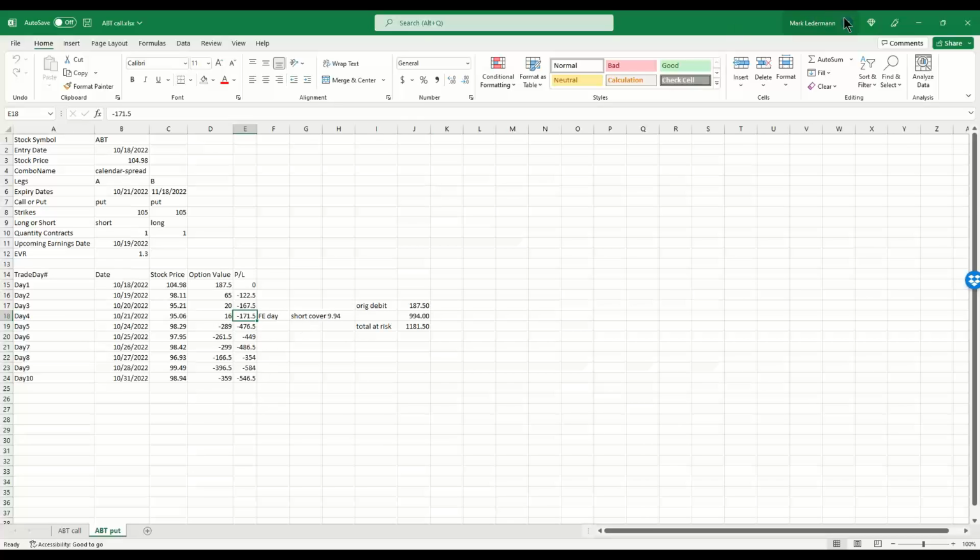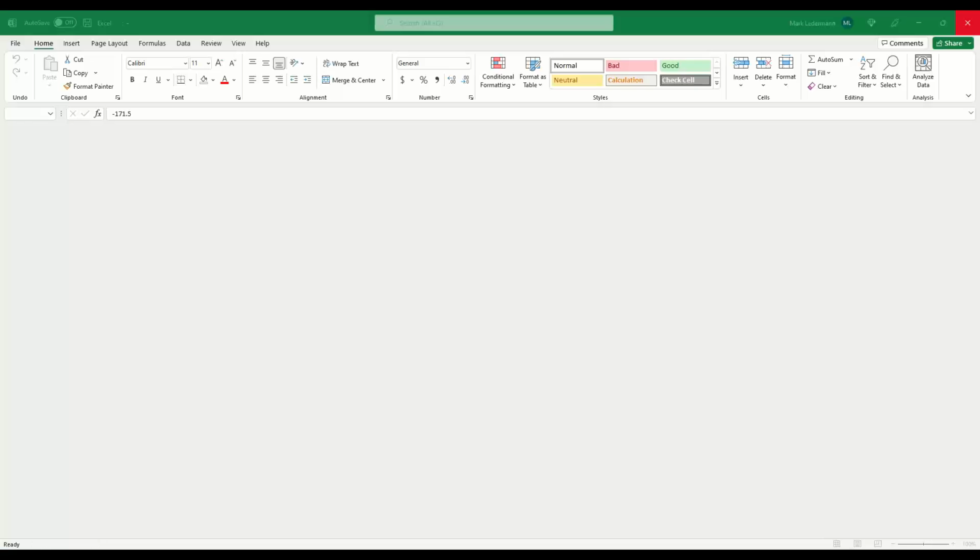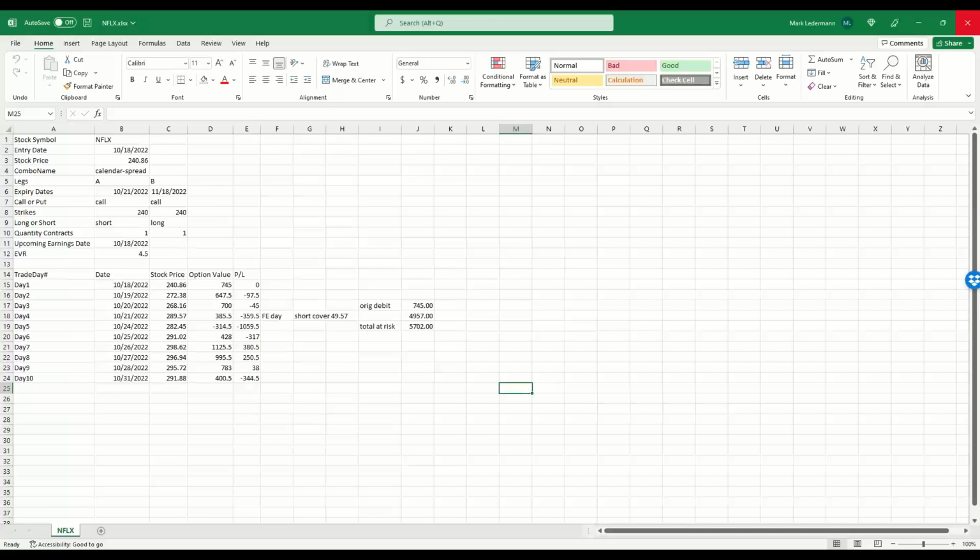Okay, enough on that. Anyway, bottom line is the ABT trade that we modeled up did turn out to be a losing trade. That did not work out well. Okay, so what else? I'll just show you quickly. I've got several I did here, but I'm going to zoom through these.